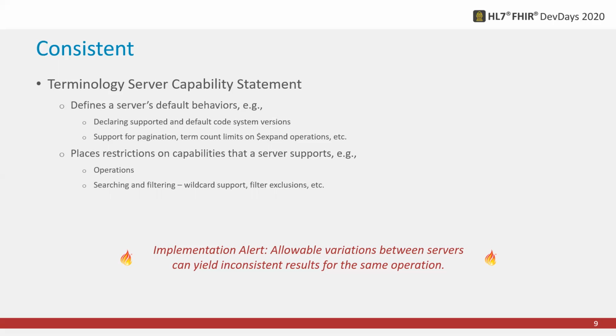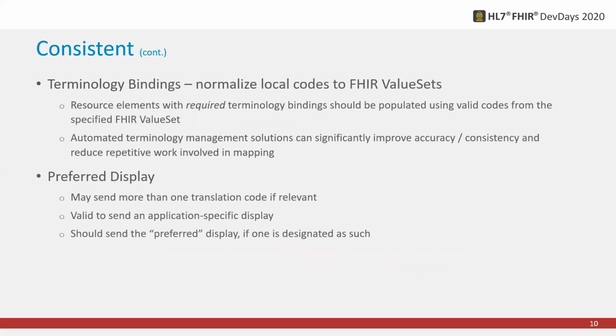And so the thing to note is that even if your application or your solution behaves consistently, variations between servers can give you inconsistent results for the same implementation. And that's why, especially if you're changing from one FHIR server to another, it's very important to pay attention to the capability statement and make sure all the services and functionality that you need are supported.